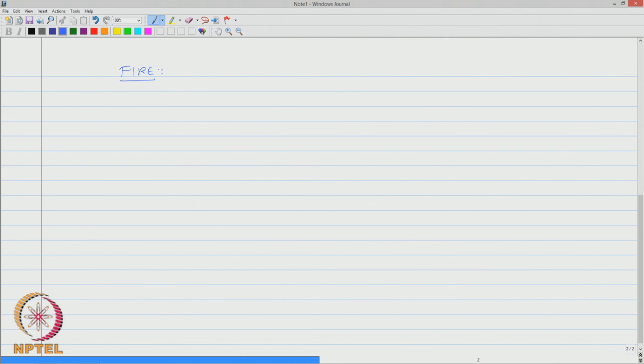So, the question comes, what is fire? Fire actually is a rapid exothermal oxidation of ignition fuel. So, the catchword here is, it is rapid and exothermal. The fuel what we talk about can be solid, liquid or in vapor or gaseous state.